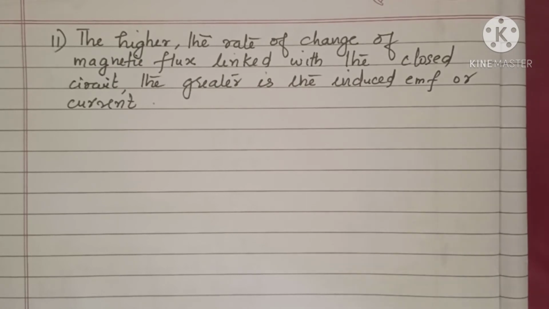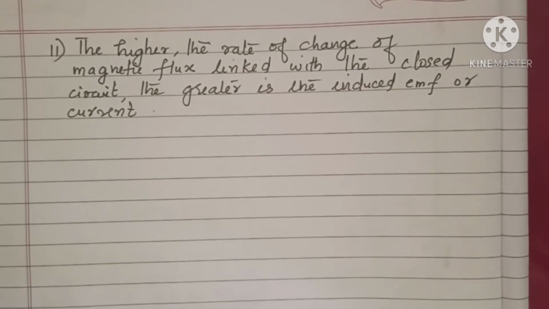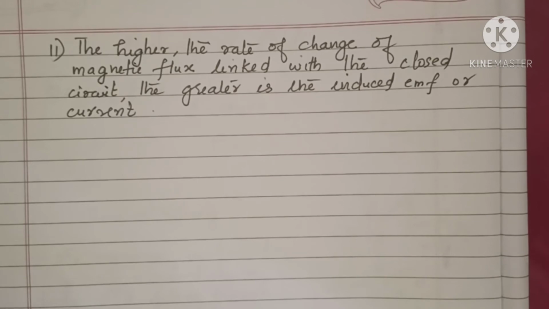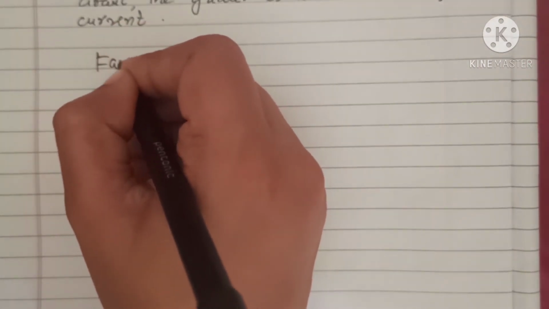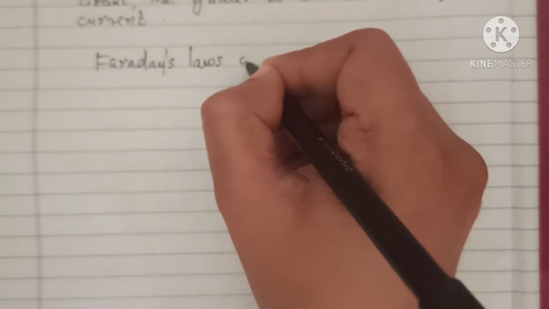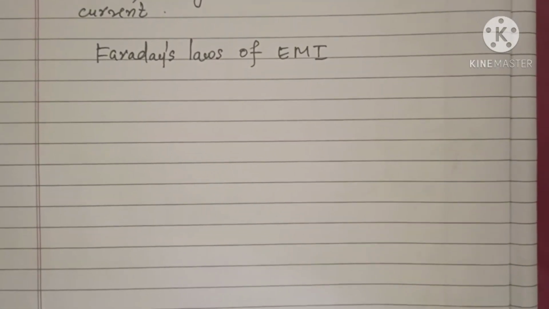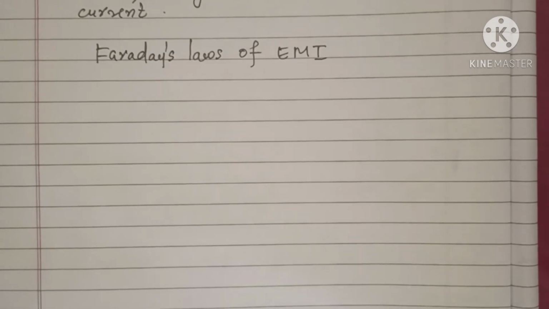So from these observations and conclusions, the great laws of electromagnetic induction, that is Faraday's laws of electromagnetic induction, were introduced, and you have to study them properly. So we are moving to Faraday's laws of electromagnetic induction, EMI. So first law. There are two laws in Faraday's laws of EMI.